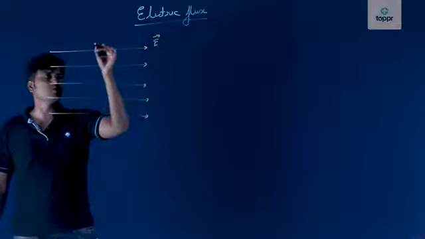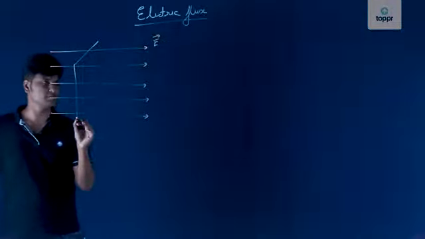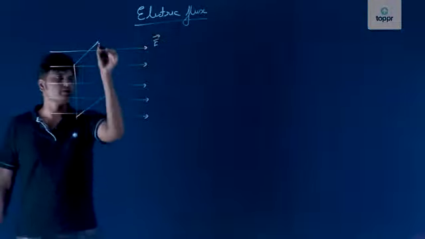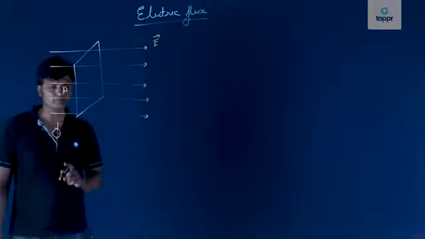Now on the basis of the same concept, we are going to understand electric flux. Now I am considering electric field lines. Now these electric field lines are passing through a surface whose area is A. Now electric flux is indicated by phi.